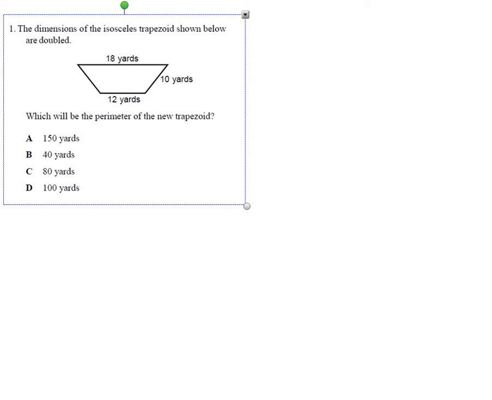Okay, so number one, find the perimeter of the new trapezoid. If it's isosceles, that means that this side here is the same as this side there. So we can find the perimeter of the original by adding those up. 18, 12, 10, and 10 adds up to 50. So the perimeter of the original is 50.